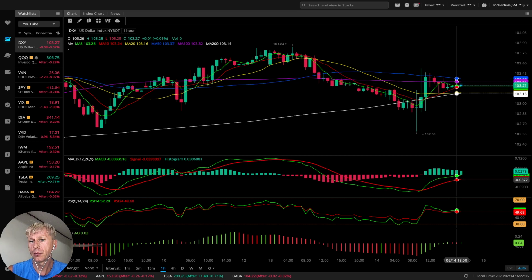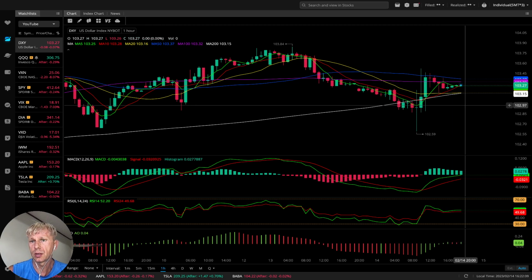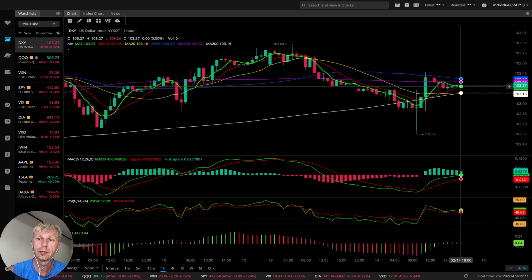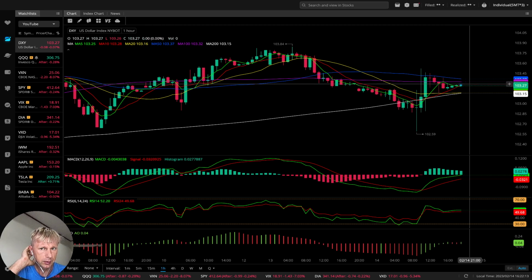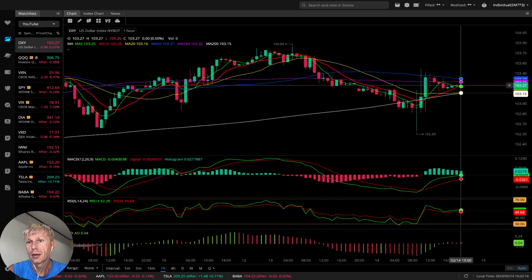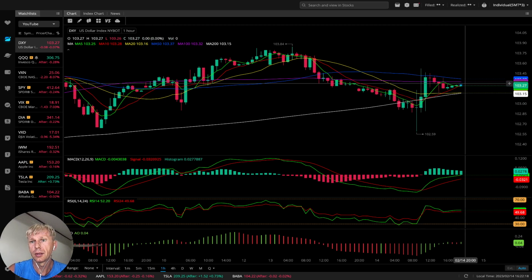It's bullish on MACD, on RSI, and oscillator, but MA5 did a bearish crossover. That's kind of interesting. MA200 uptrend, that's good.